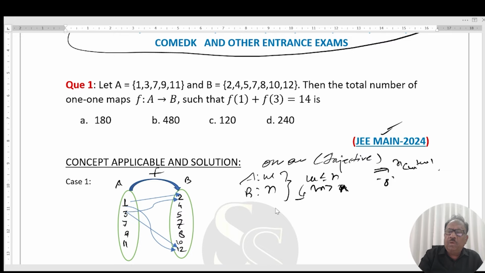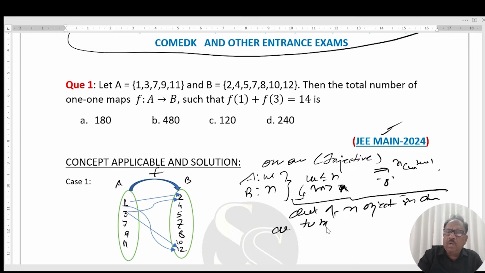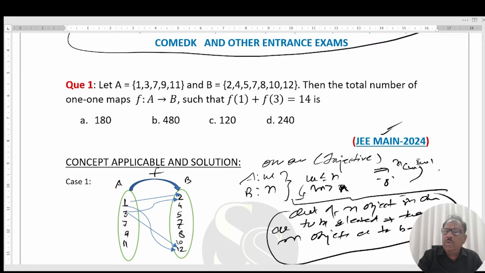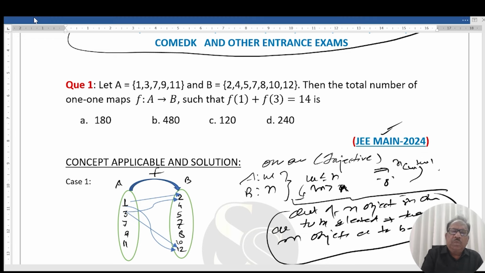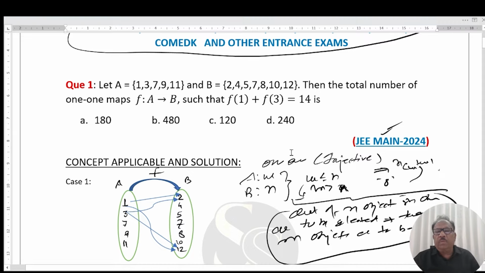This has been taken from the concept of permutation and combination: out of n objects, m objects are to be selected and then m objects are to be arranged. Using this concept, this formula has been derived, right? 1-to-1 means each element of A has one image, one unique image. Each element of A should have a unique image in B.